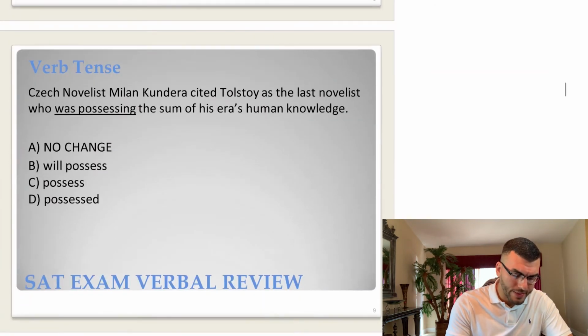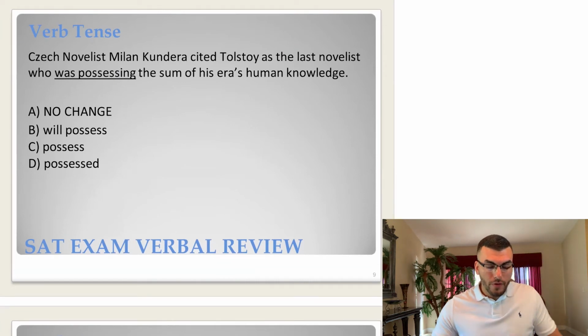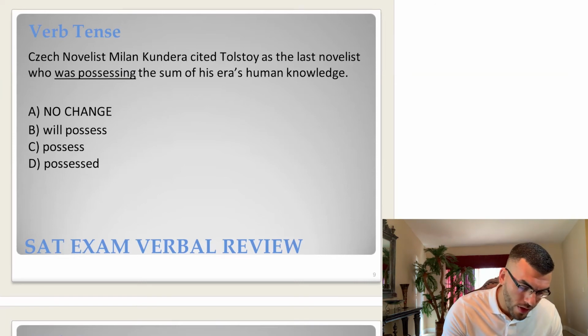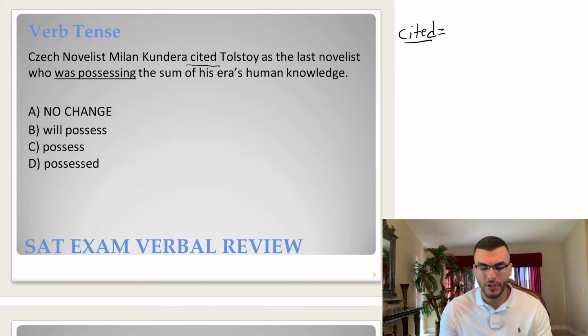So let's take a look at some examples. I have the examples on the screen here. The first thing we want to do is identify the other verbs in the sentence, not the underlined portion, because that could be incorrect tense. Remember, that could be an error. So we want to look at everything that's not underlined. That always is going to be our gauge. The other verbs in the sentence are, let me write it over here, cited. And that's the only other verb we have in the sentence besides the underlined portion.